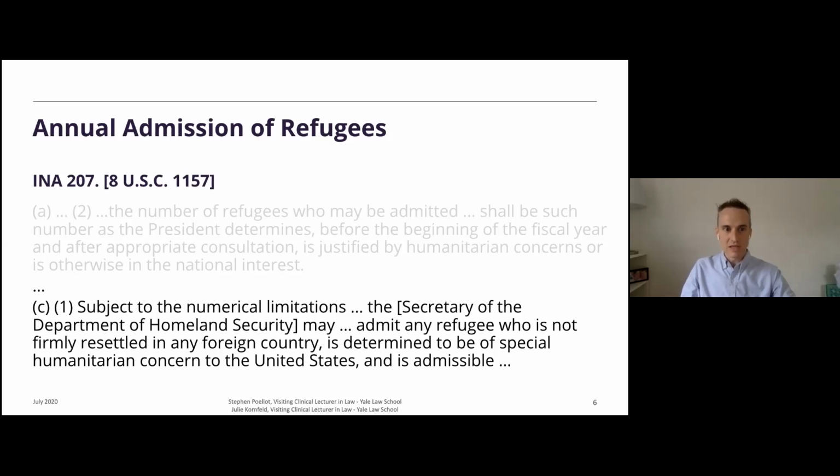is determined to be of special humanitarian concern to the United States, and is admissible. The regulations governing USRAP are primarily found in the Code of Federal Regulations, or CFR, and 8 CFR 207. They contain some additional requirements, including that applicants appear at an interview before an immigration officer and complete medical exams, but they are spare in comparison to the more detailed regulations governing asylum.